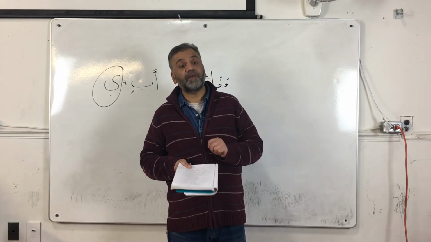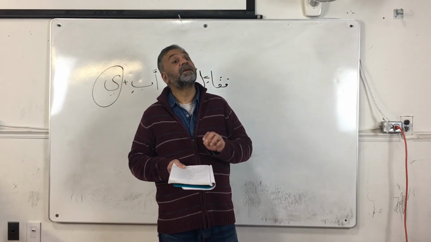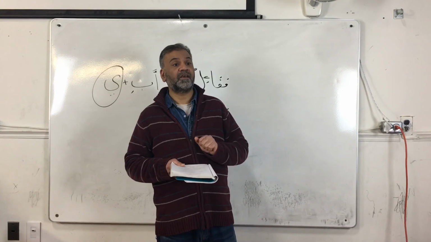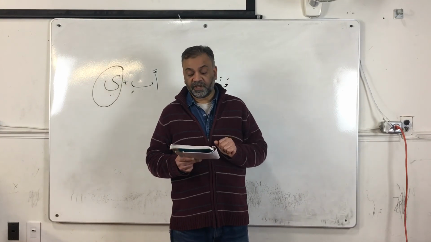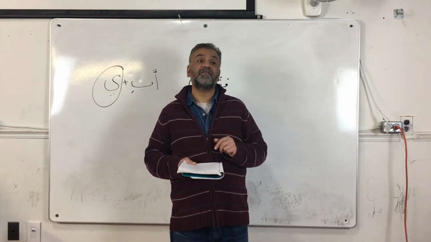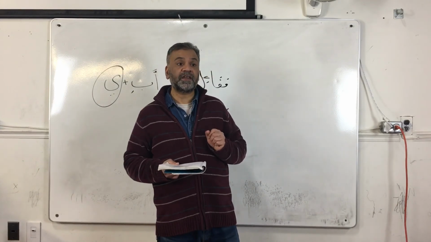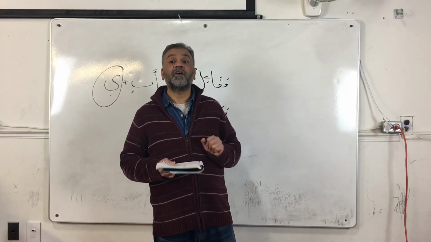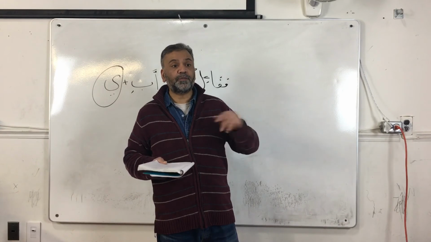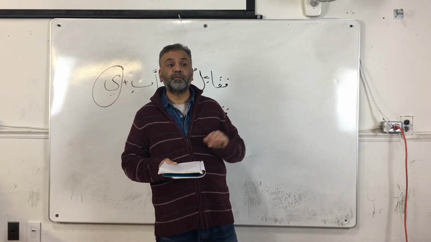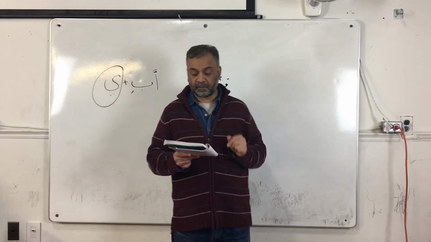What is the grammatical value of al abyadu? White. It's the naat, White House. Fi Washingtona is in Washington. The White House is in Washington. Washingtona is diptot, al mamnu min as-sarf, because it's a foreign name.